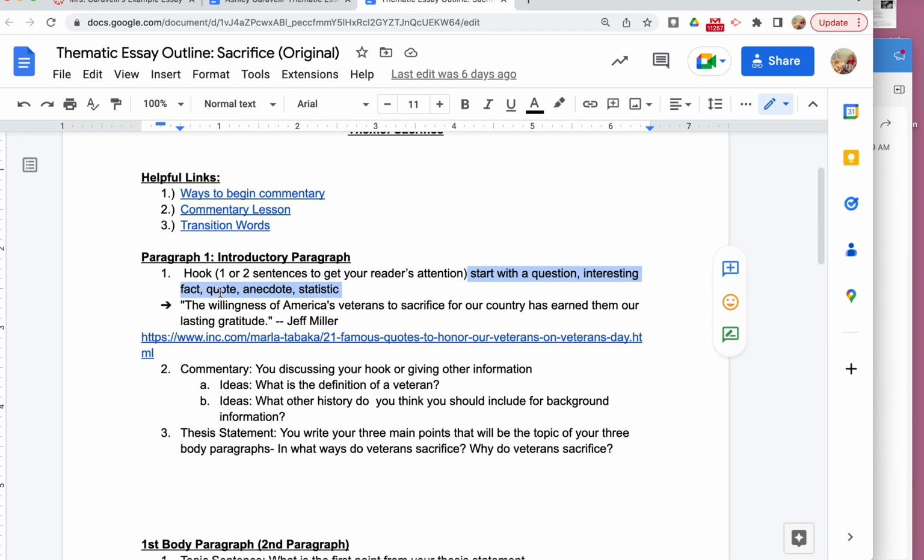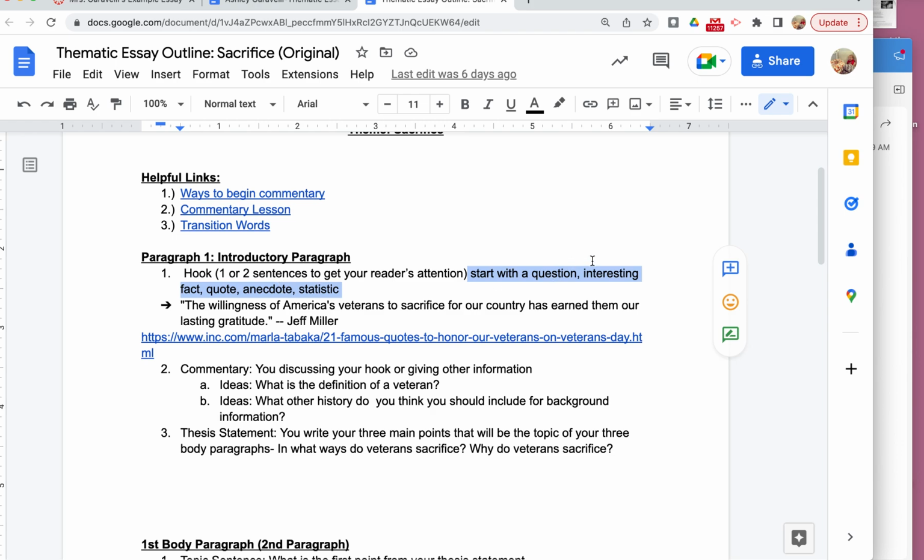It can be a quote from a veteran, a quote from an article that goes along with sacrifice. An anecdote is like a short story. So if you have a short personal story, if you found a short personal story online that you think is useful here, you can do that. Or a statistic. A statistic is like a fact, but it's going to contain numbers.